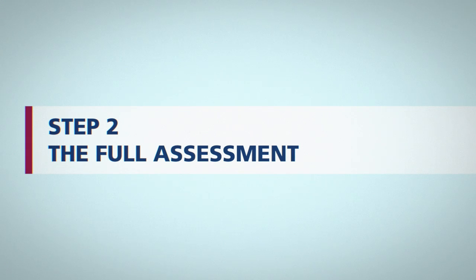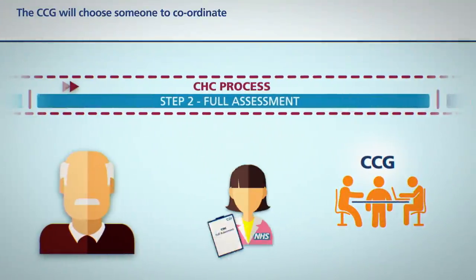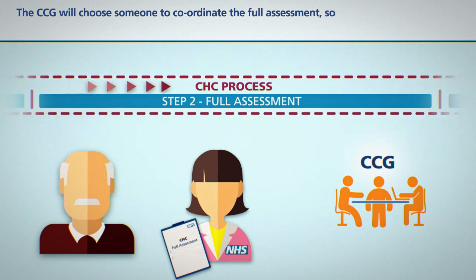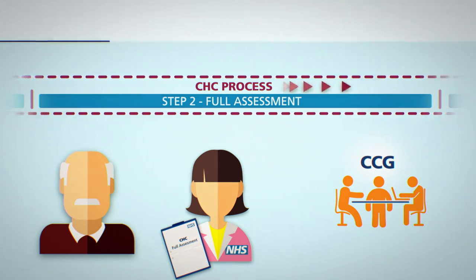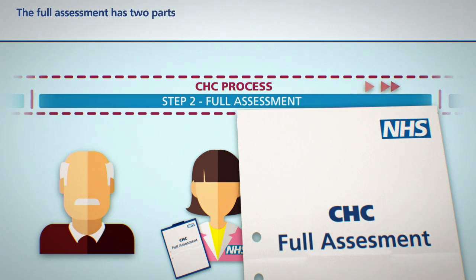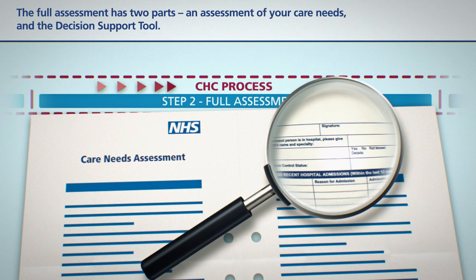Step 2. The full assessment. The CCG will choose someone to coordinate the full assessment so that you have a named person to check things with. The full assessment has two parts: an assessment of your care needs and the decision support tool.